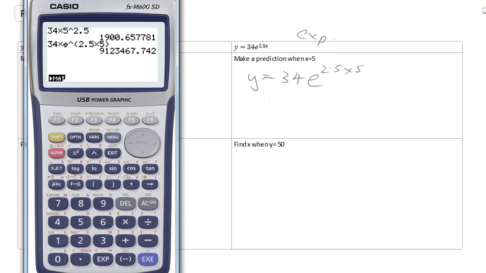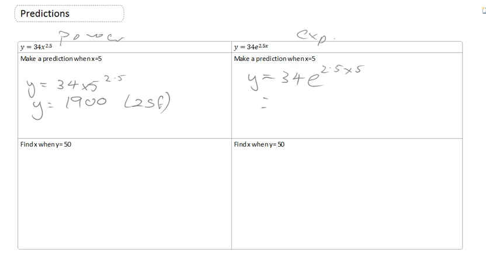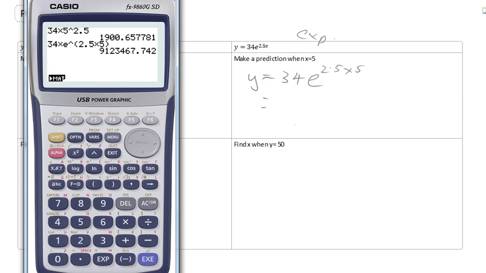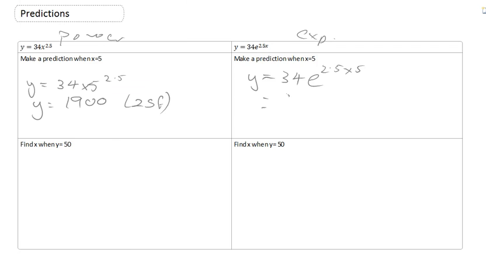So therefore I get a value that's considerably bigger, which is 9,123,467. So I'm going to go 9 million to two significant figures. Awesome. So there you go. That's my forward predictions.